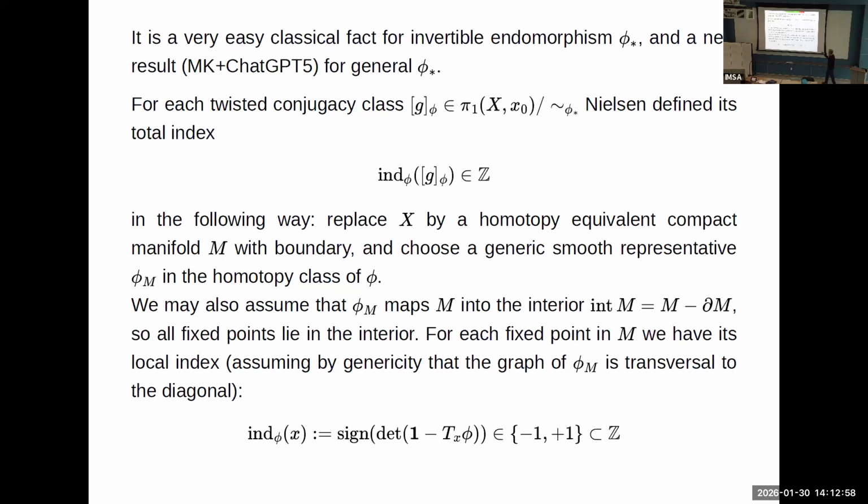So what is the local index? It's plus or minus 1. You have the tangent map at the fixed point, because it's transversal, it doesn't have eigenvalue 1. So 1 minus the tangent map is an invertible matrix. It has a determinant, which is non-zero. Take the sign of this determinant, this is the index map.